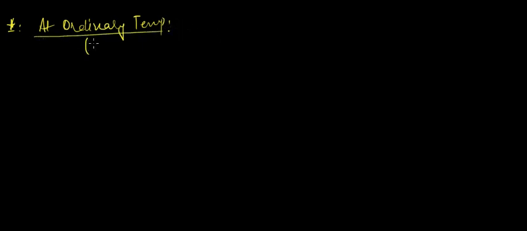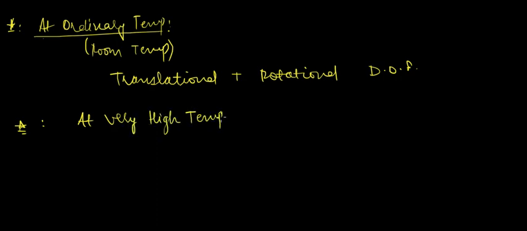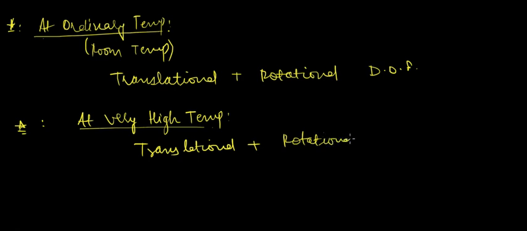So let's see what happens at ordinary temperature. At ordinary temperature, where ordinary means room temperature, we consider translational plus rotational degrees of freedom. And then at very high temperature, we consider translational plus rotational plus vibrational degrees of freedom, all the three.